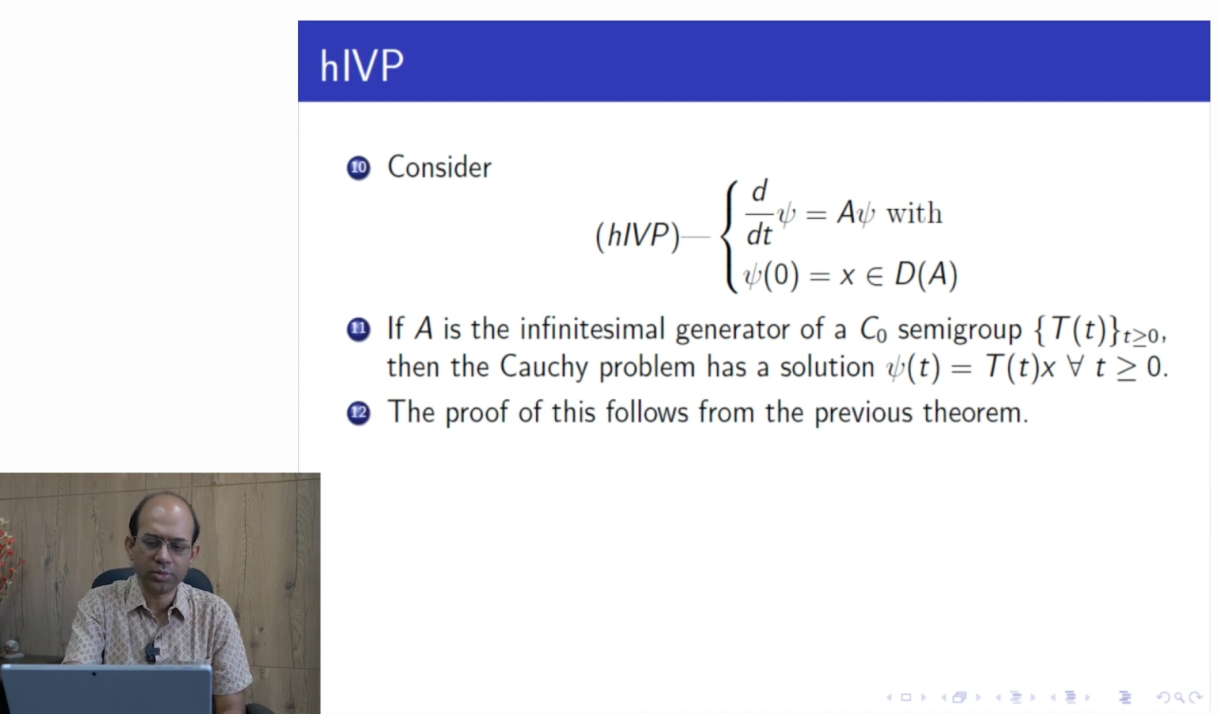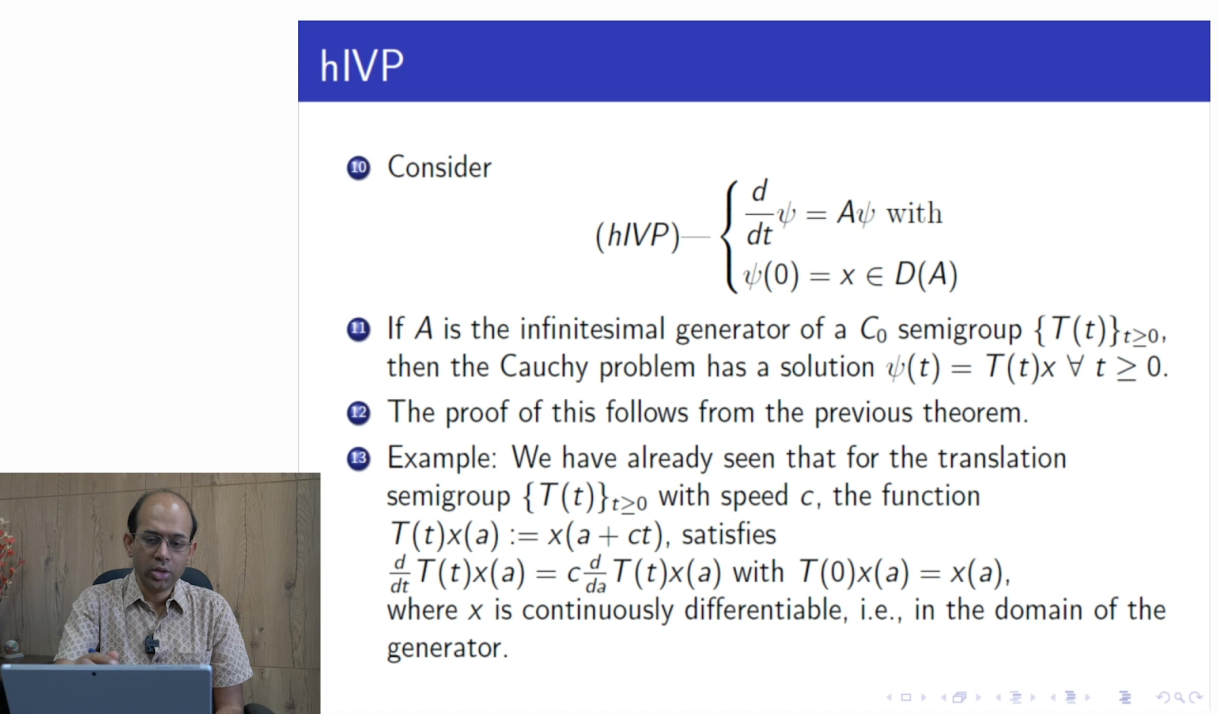I'm not giving the proof of this because essentially I have proved this part in the earlier theorem. It is just a rewritten part of that, or you can say a very trivial corollary that follows from the previous theorem. So we look at this example that we have already seen: the translation semigroup T with speed c, where Tt of x at a was defined as x of a plus ct. Here x is a function of a real number.